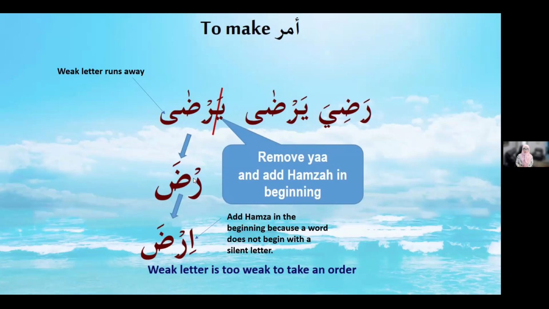So we know there is no word in Arabic which starts with a silent letter. So always we will add a hamza in the beginning to form the word, because you can't start a word like that. So we will put irda. This is your fi'al amr. It's an order. Irda. Be pleased. I'm ordering you to be pleased. Like irda min Rabbika: be pleased with your Lord. Be pleased with Allah.